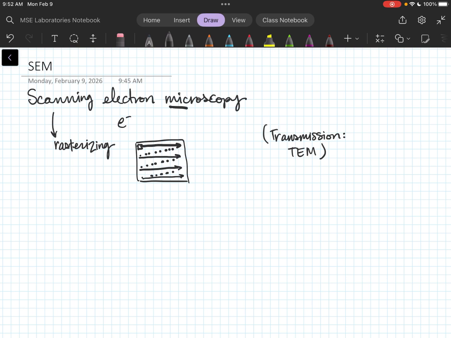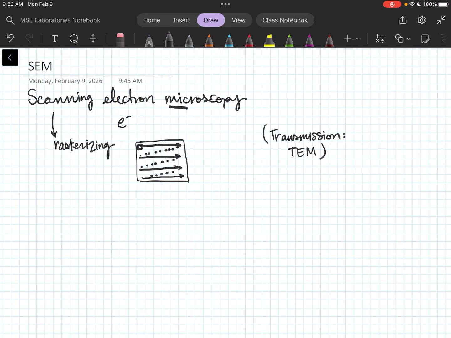We don't have a TEM in the MCL. The NanoFab has a TEM, and lots of other places around do. It's a similar technique as far as some of the things that electrons do, but different enough that we're not going to bring it into our discussion much. But those are the two main kinds of electron microscopes. One is scanning, one's transmission.